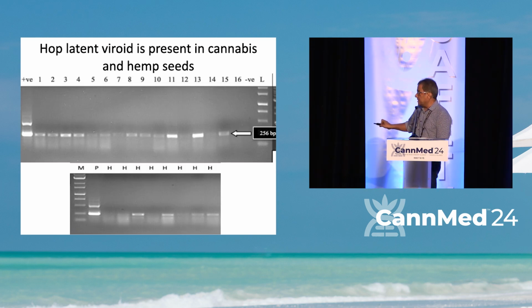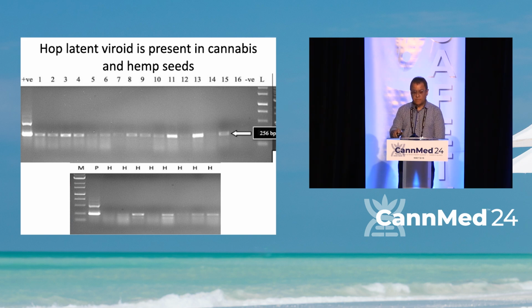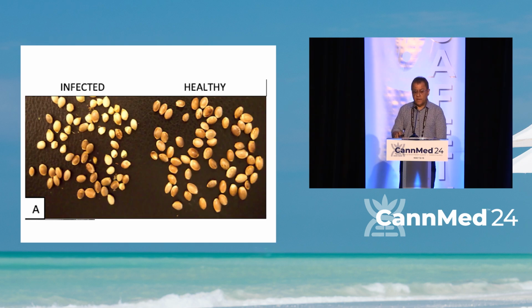It's also present in both hemp seed as well as cannabis seed. There's a 256 band, a very high frequency of transmission into seeds. And you do see an impact of the viroid on seed development, which again is not surprising. These are seeds from an infected plant, seeds from a healthy plant. They're not going to germinate and grow as well as you would in the healthy. So it is devastating in that regard.